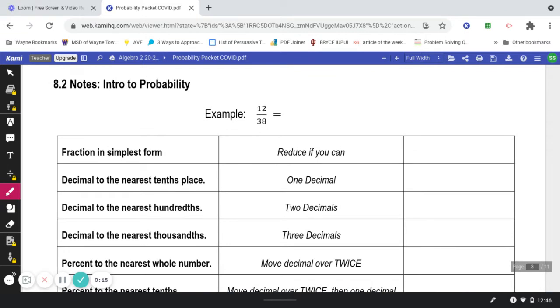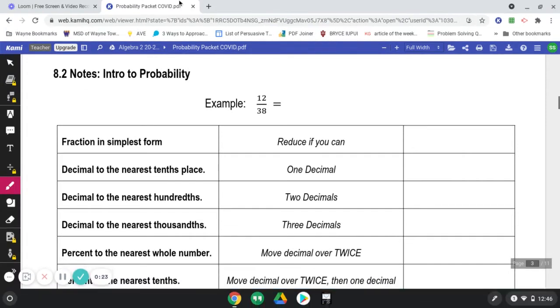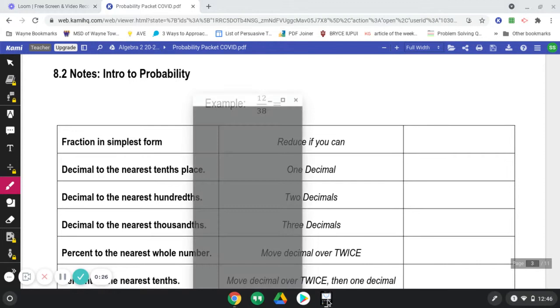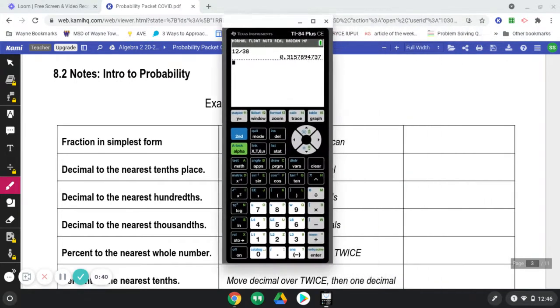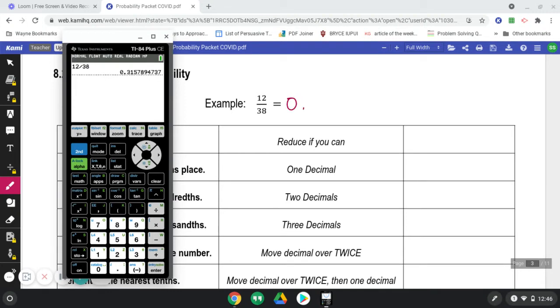So the first example, we're just going to take the fraction 12 over 38. And I want to first start by just typing that into our calculator and getting a decimal out of it. So as you pull up your calculator, we'll type in 12 divided by 38. Fractions are the same as dividing, so you can use that division bar. And then I get this on my calculator. I'm going to write out that whole decimal, 0.31578947737. And so just for this very first one, I want us to write out that whole decimal.